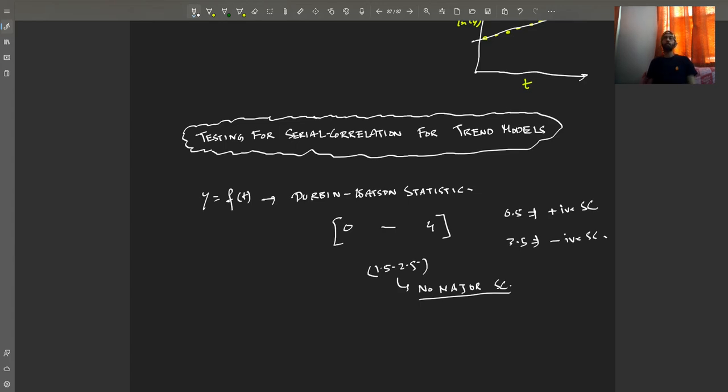So 1.5 to 2.5, or a mean value of 2, is ideal for a Durbin-Watson statistic value. If it becomes far less, it means positive serial correlation. If it becomes far more, it means negative serial correlation. So this is how we test for serial correlation in a trend analysis.